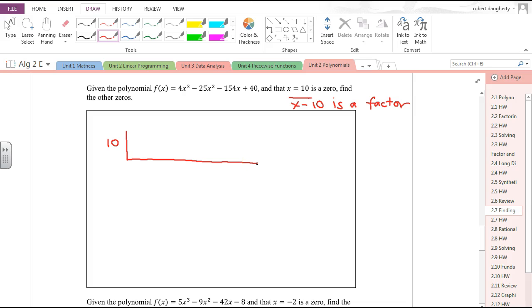And then I need something for the cubic, the squared, the linear term, and the constant. So all of those must have a coefficient. So the coefficient of x cubed is 4, and then I get negative 25, negative 154, and 40. So the 4 comes down. What is 4 times 10? 40. What is 40 minus 25? 15. What is 10 times 15? Yeah, 150.